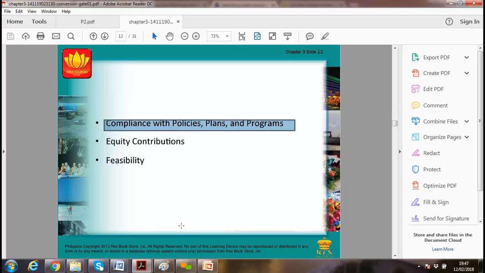Okay. Equity contribution. It could be a project equity contribution, and it could be a government contribution. Maybe 60% is contributed by the private sector and 40% by the government sector, or a 50-50 private partnership. Feasibility: we can do it before we launch any project.